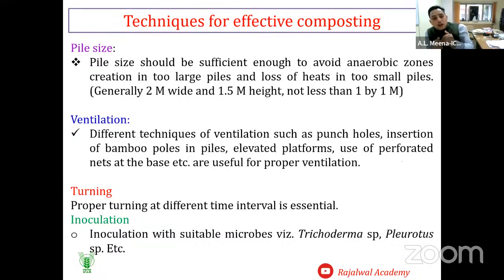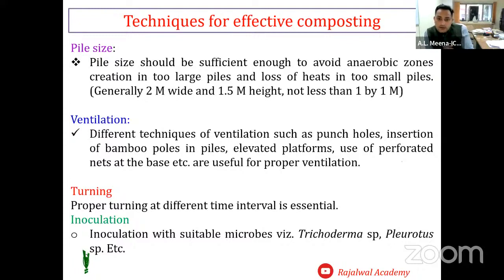And if you use very long piles for preparation of composting material, anaerobic zones will be created between the lines. So the ideal pile size should be 1.5 meters height, 2 meters width, and the depth should not be more than 1 meter.